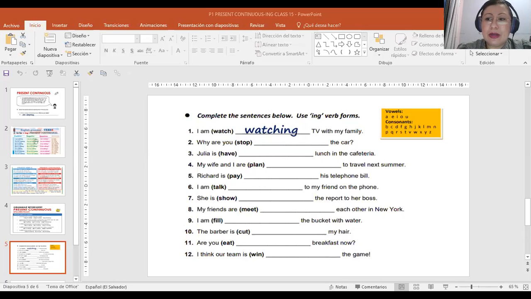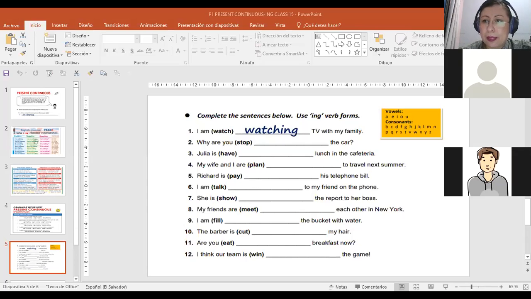Who wants to continue with number three? ¿Quién quiere continuar con el número tres? Okay, Javier. The mic is yours. El micrófono es suyo.